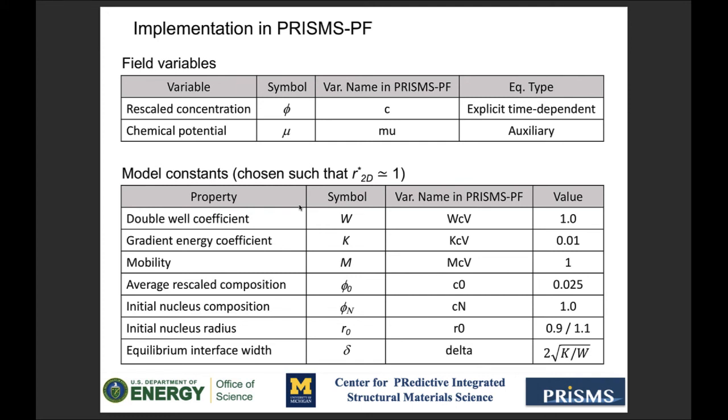So as you saw on the last couple of slides, we are going to solve for the variables phi and mu, but in the code we will use the letter C instead of phi. And the reason for this is that we are going to start from the PRISMS-PF Cahn-Hilliard application as a template, which uses C. And in the table below, we see the list of all the constant values that the model will need, as well as the names that we will use in the code for these variables. We have chosen this particular combination of values so that the critical radius size is approximately 1.